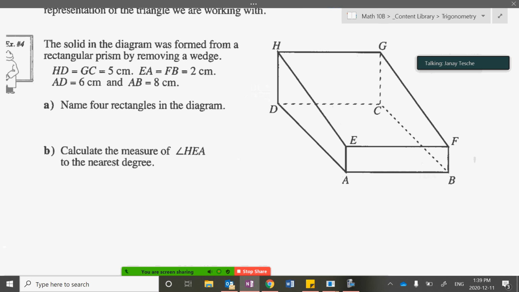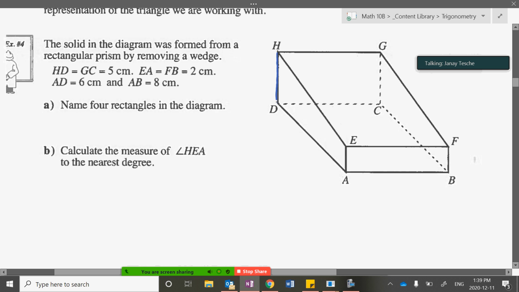We're given kind of this weird object. I'm going to think of it as like a ramp. So I can see that the front of it's lower than the back of it. So it's like a block or a ramp. HD and GC, so my back measurement here is 5 centimeters. So let's label all of these measurements to help us out.